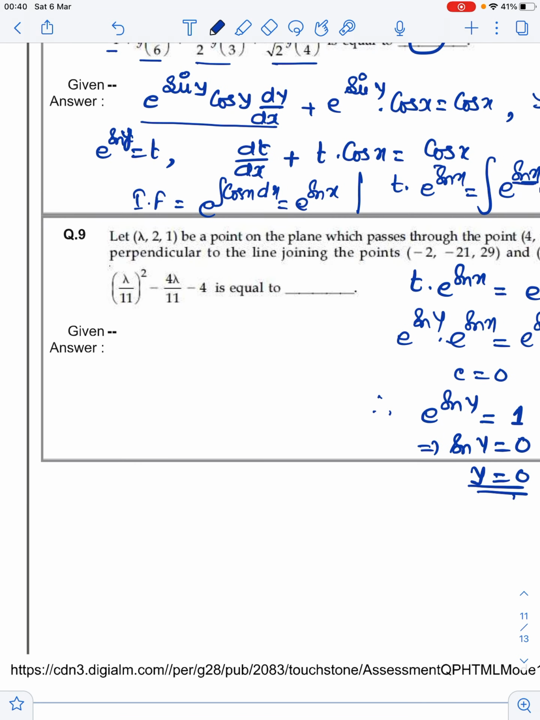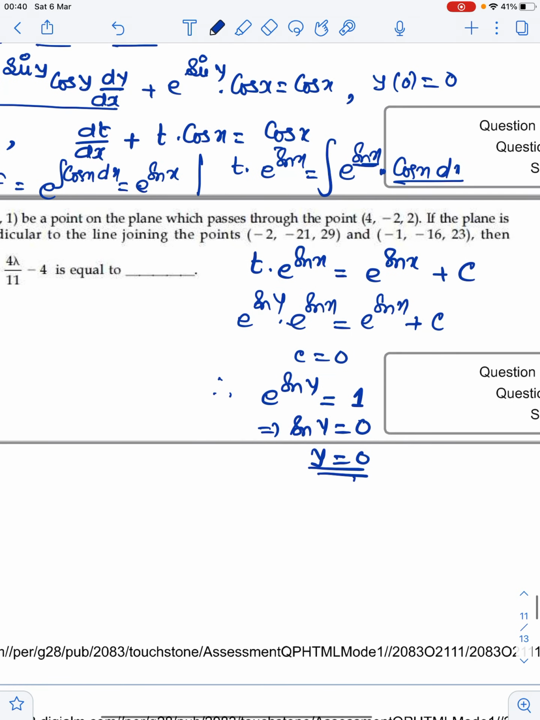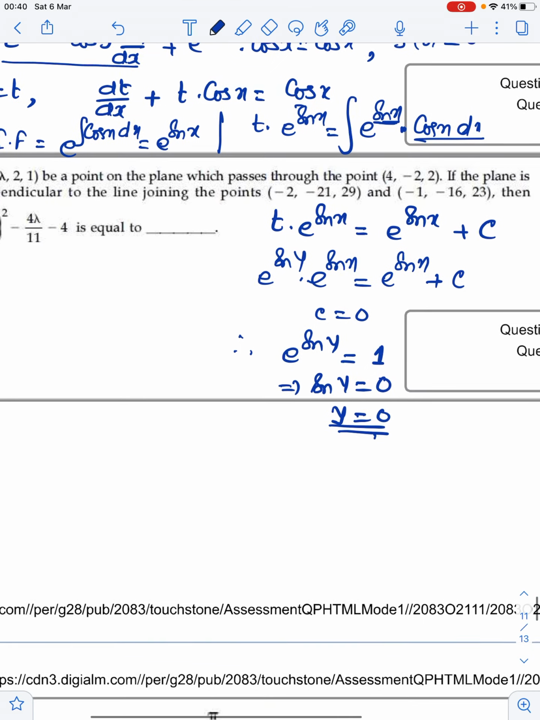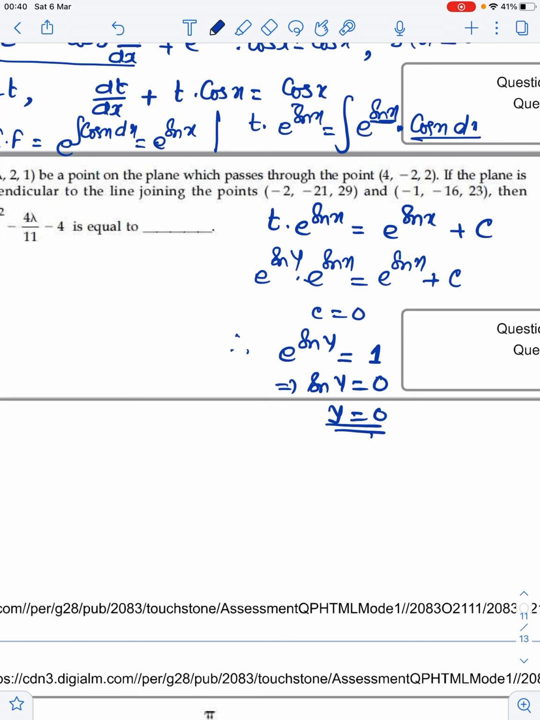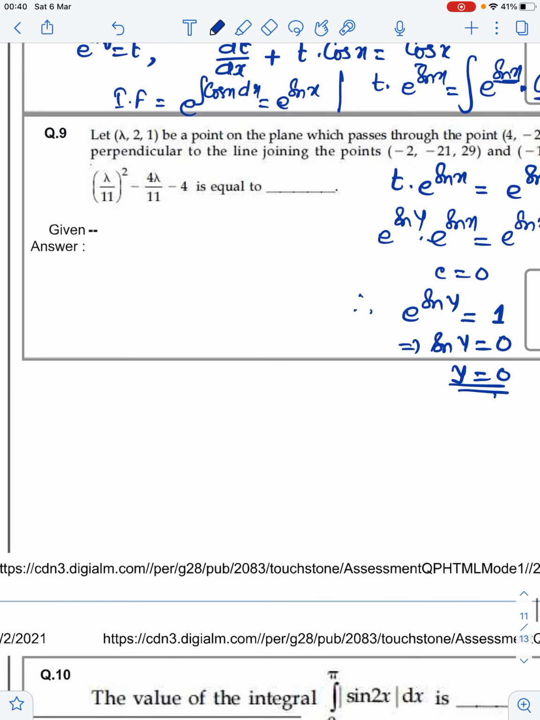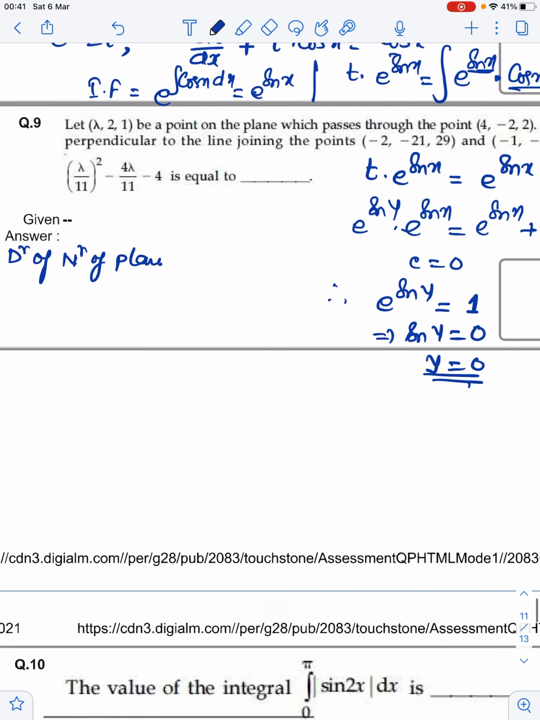Question number 9. Now (lambda, 2, 1) is a point on the plane which passes through the point (4, -2, -2) and (-2, 2). If the plane is perpendicular to the line joining this and this, then we can have direction ratios of the normal of the plane, because the normal of the plane itself is perpendicular to the plane. So obviously the line joining these two is perpendicular to the plane. That means this is parallel to its normal. So direction ratios we can have.